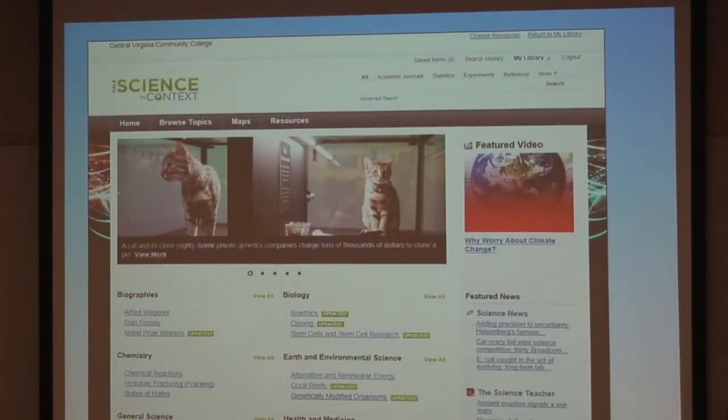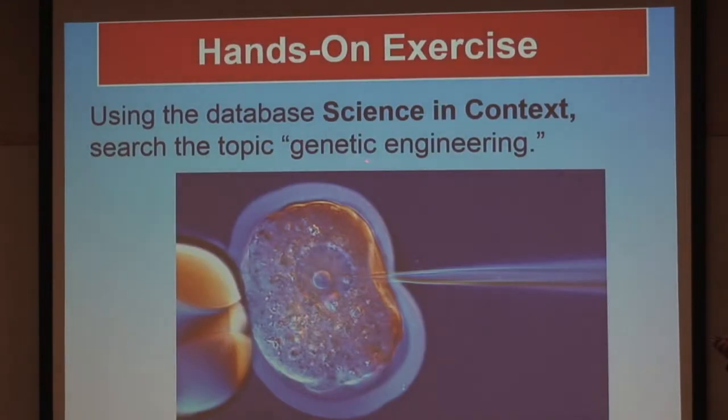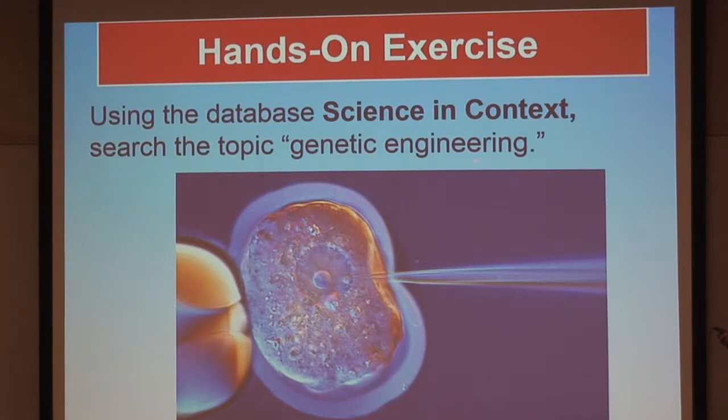Here's our opening search screen for the Science in Context database. There are actually two ways that you can search. You can put your topic in the search box, or you can browse topics from a list that's already been created of some of the most researched topics in science. So we're going to research the topic genetic engineering. Say you're doing a paper for a biology class on genetic engineering. This would be an excellent database to use.